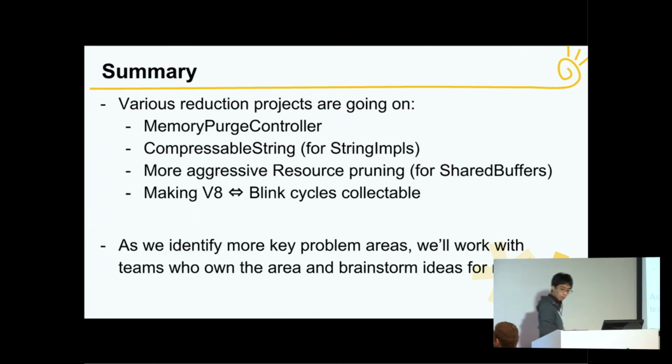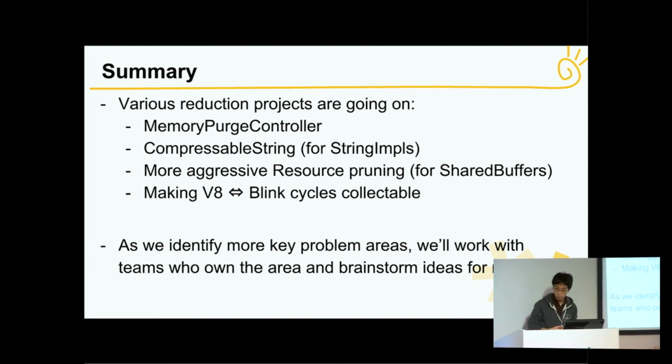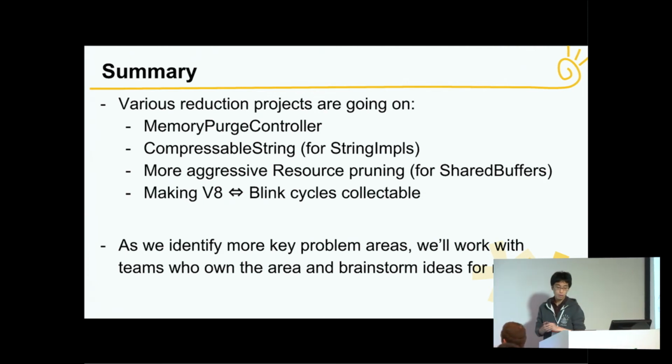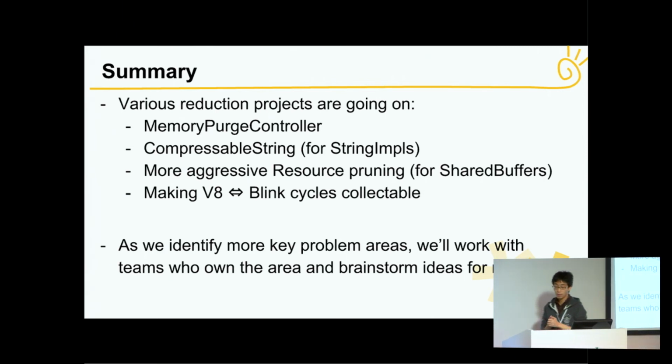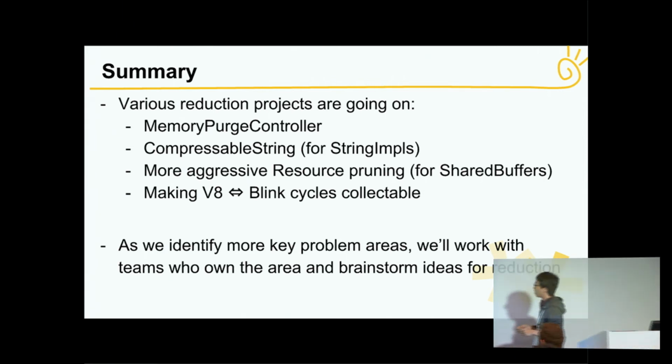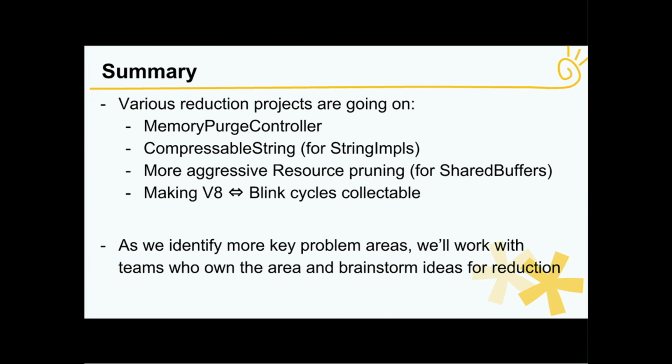So anyway, various reduction projects are going on: memory purge controller, compressible string, more aggressive resource pruning, and making V8-Blink cycles collectible. As I mentioned, inside Blink, strings and shared buffers are important, and these projects are going to address that problem. And as we identify more key problem areas, we'll work with teams who own the code area and brainstorm more ideas for reduction.